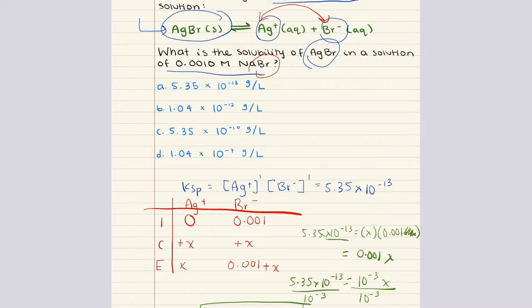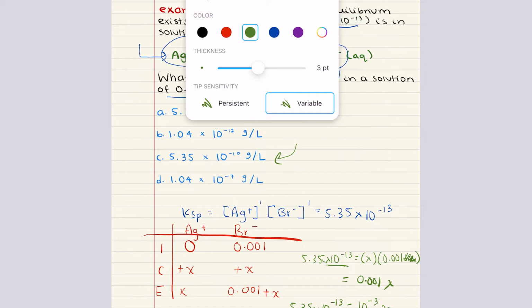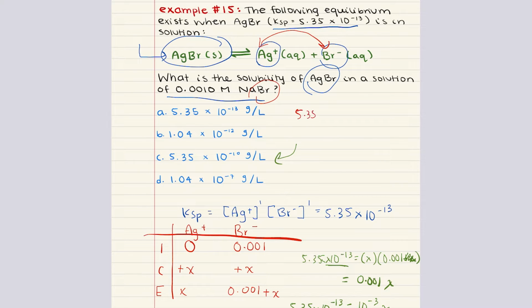And that looks like answer choice C until you realize that the units of the answer choices are in grams per liter and not molarity. And so actually you're going to have to take your answer and multiply it by the molar mass. So we're going to take our value, 5.35 times 10 to the minus 10, which is moles per liter. We're going to multiply this by the molar mass, which is 1 mole is equal to 187 grams.